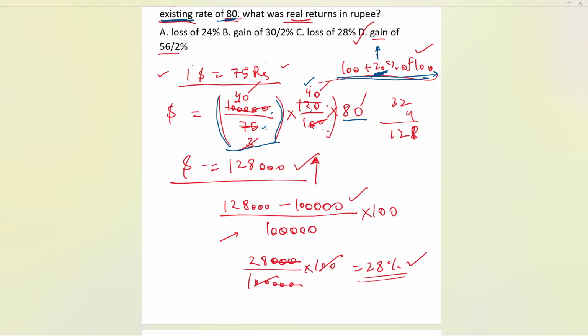And if it became 80, then if I multiply the final money in dollars with 80, it will give us the final money in rupees. So this is the total money. If you calculate, you will get 1,28,000. This is the money in rupees. Now we need to find whether it is a profit or loss. So definitely the final amount is more. Final minus initial amount, divided by initial amount into 100, 28% is the answer.